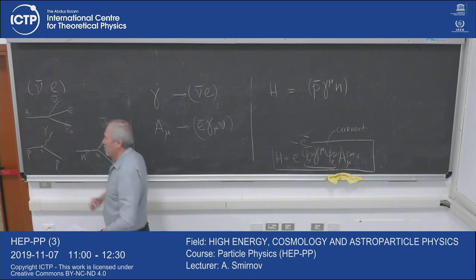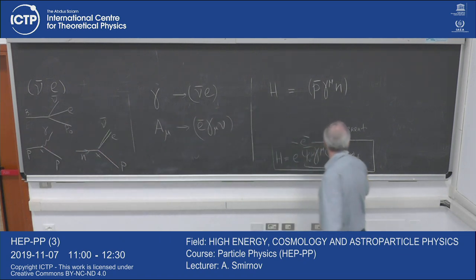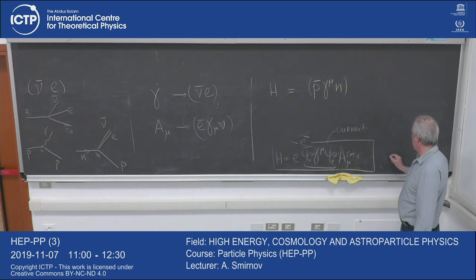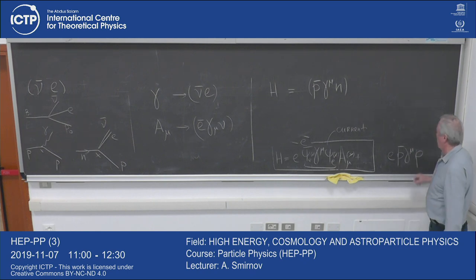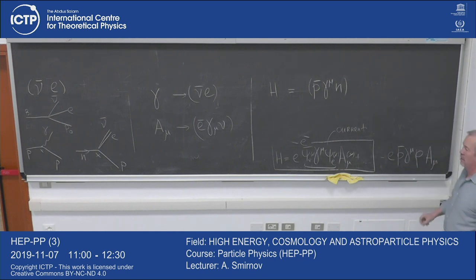Here we would have proton to proton, right? So like here, in the case of electromagnetic interactions I can write e, proton, gamma mu, proton, with the opposite sign because the charge is different, and here is A mu. So this is what I would write for the diagram on the left hand side.